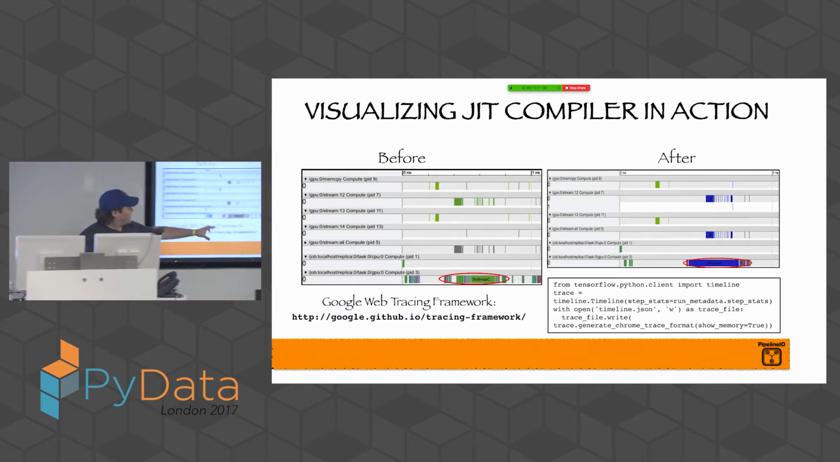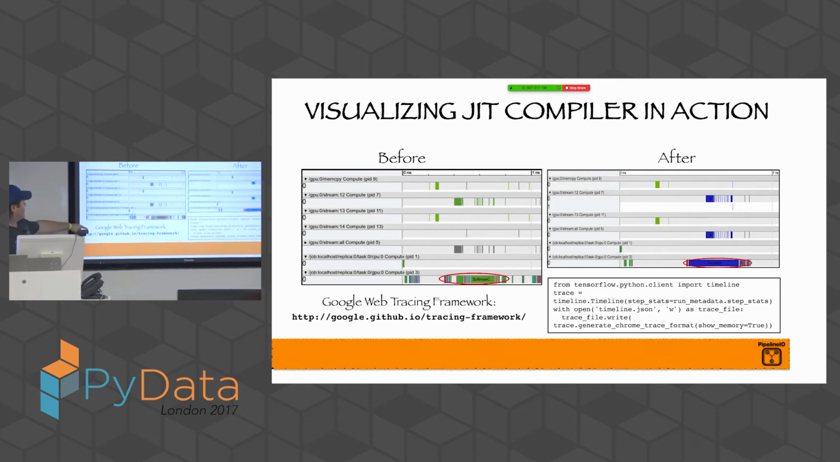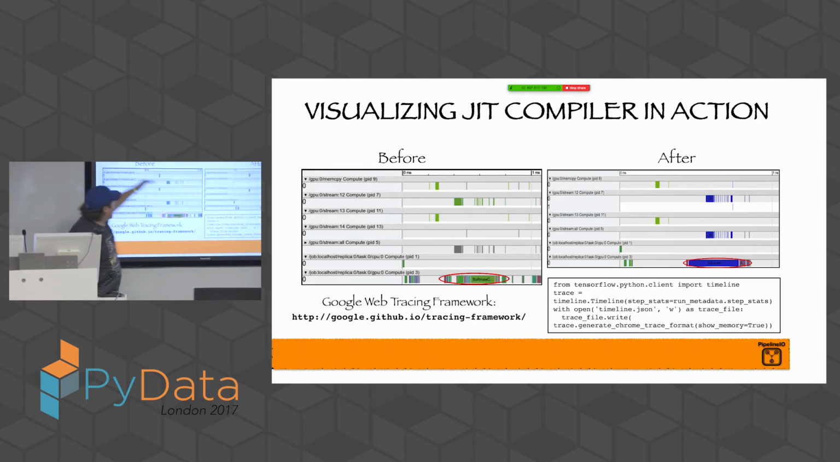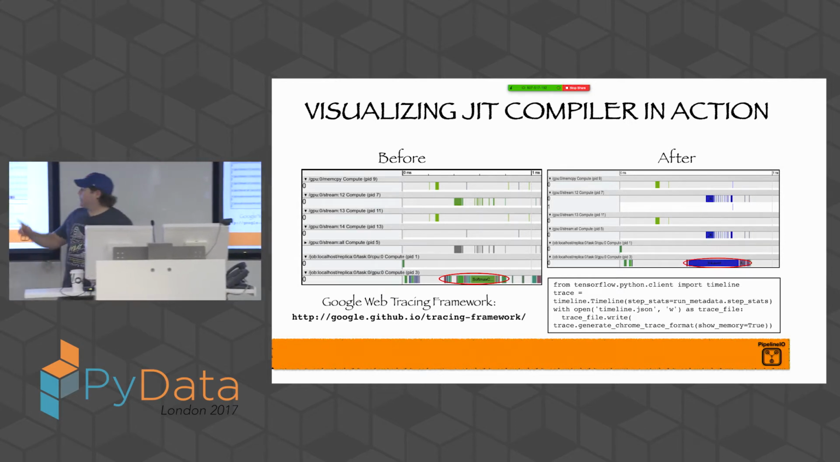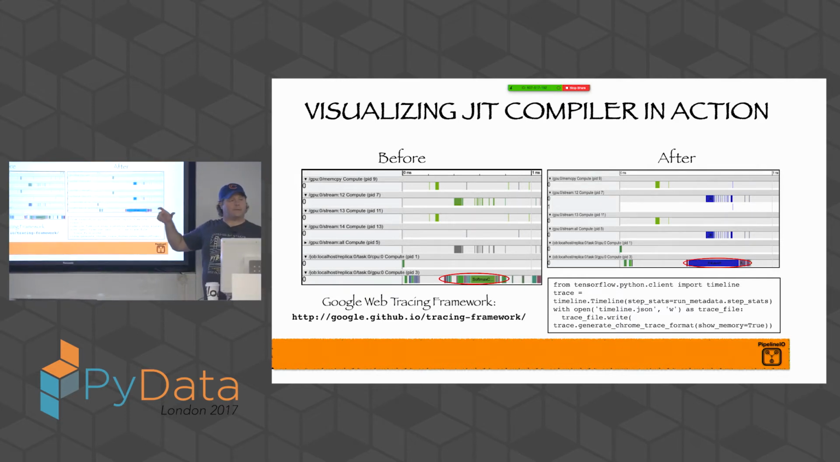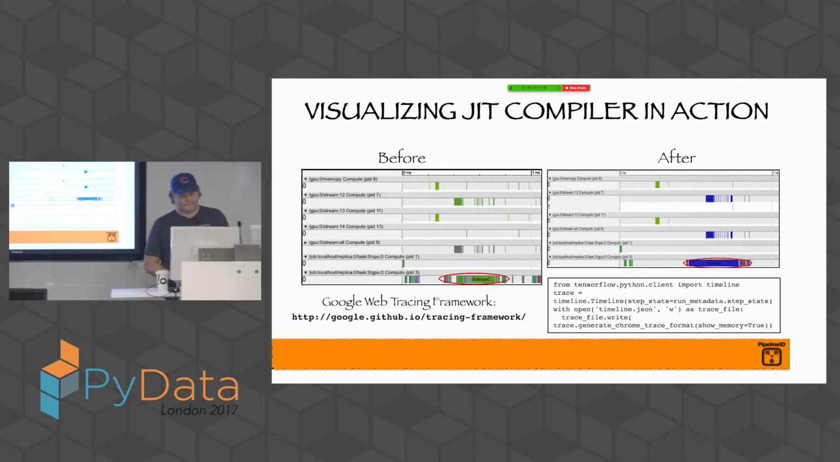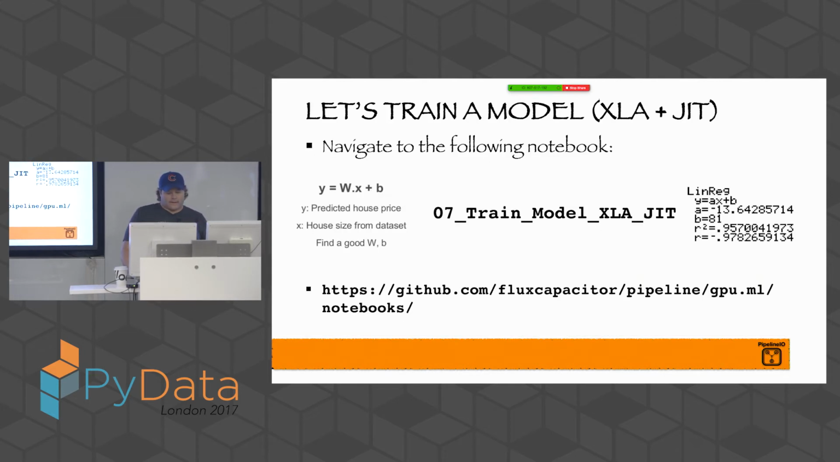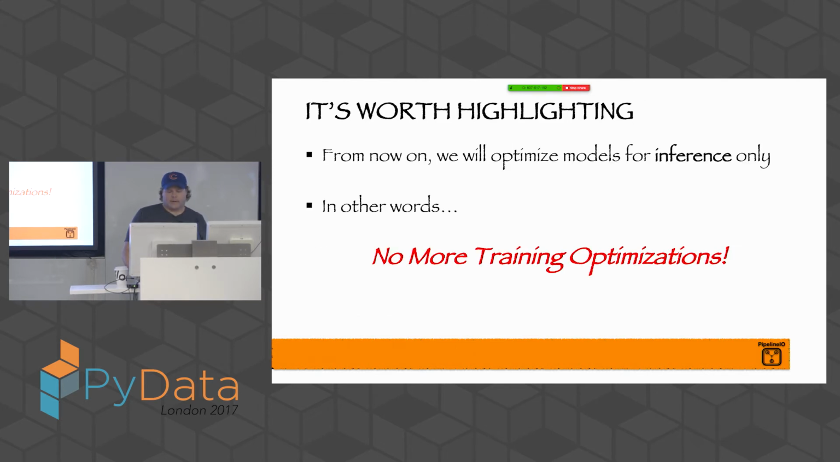This is the snippet of code that actually creates these things, and then you could use the Google web tracing framework to actually render it. So this code puts it into a format that is this timeline thing. So you can actually see here there's a bunch of operations that all get jitted into one XLA blob. So this is huge. This is huge performance gains. There's another visualization. This is all tooling that's available. If you look at this notebook, just look at the comments, you'll see.